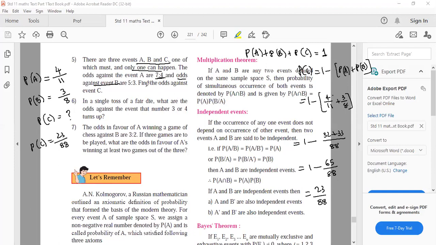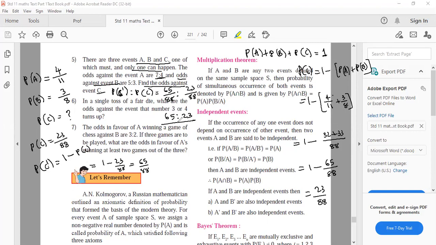But my question to you is, what is odds against C? So what is P of C dash? It is 1 minus P of C, which is 1 minus 23 by 88, which is 65 by 88. So odds against C is P of C dash is to P of C. That means 65 by 88 is to 23 by 88. So the final answer is 65 is to 23.